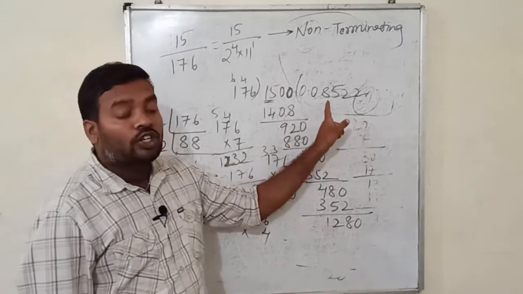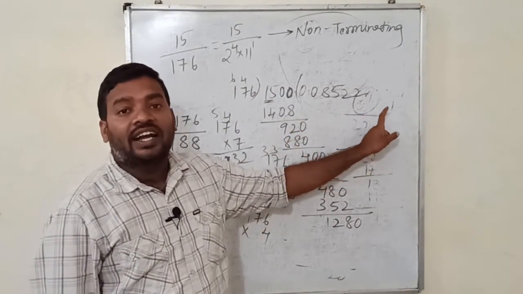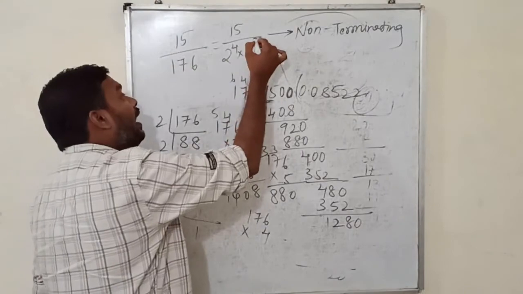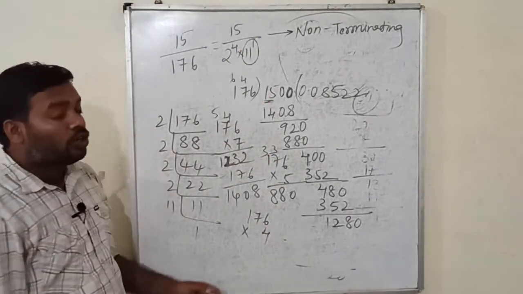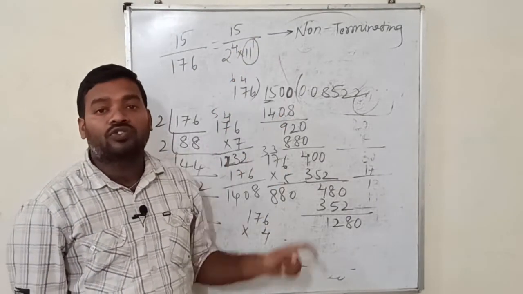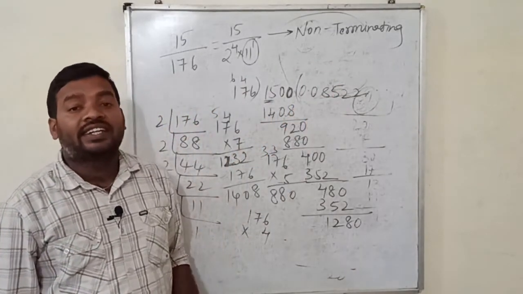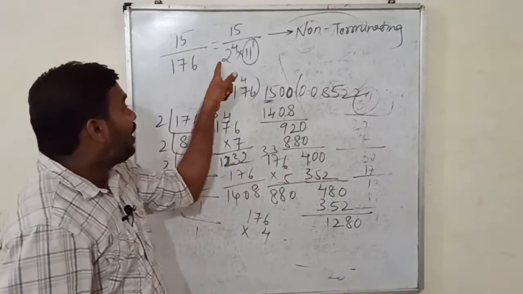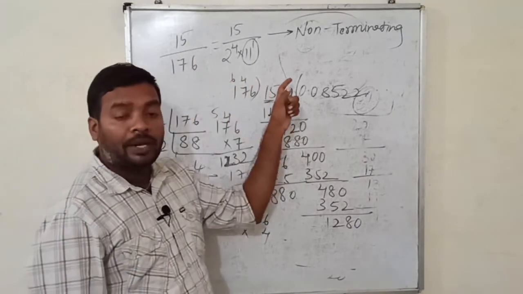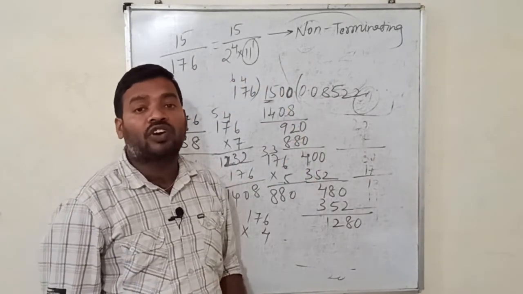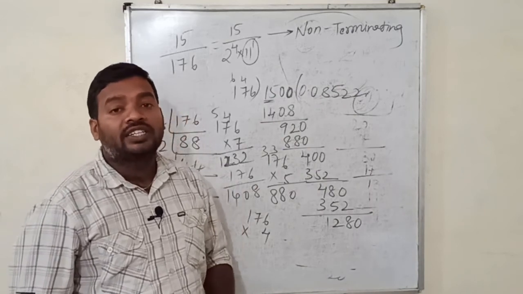So this is non-terminating recurring decimal. If you are getting the prime factorization of the denominator other than 2 power m into 5 power n, then that will be non-terminating recurring decimal. If you get the prime factorization of the denominator as 2 power m or 5 power n or 2 power m into 5 power n, then that will be terminating decimal.